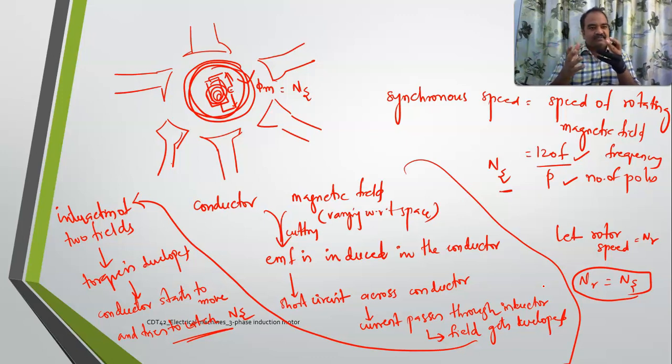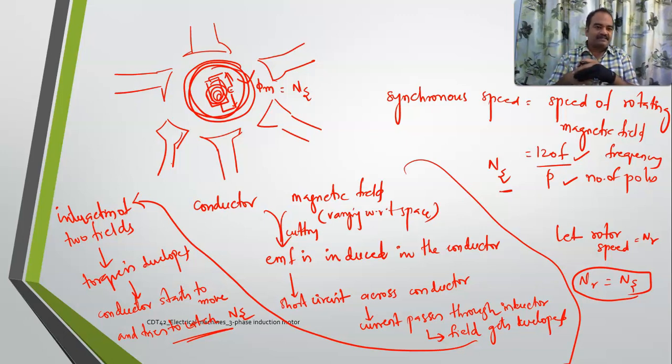So which means that no EMF is cut, which means it ceases to be an induction motor. No EMF is generated, no current, so no torque, nothing. So immediately it will fall back. Once again, if both are moving at the same speed, will there be any flux cutting? No flux will be cut. No flux cutting means no EMF, no current, no torque. So your Nr can never be equal to Ns.